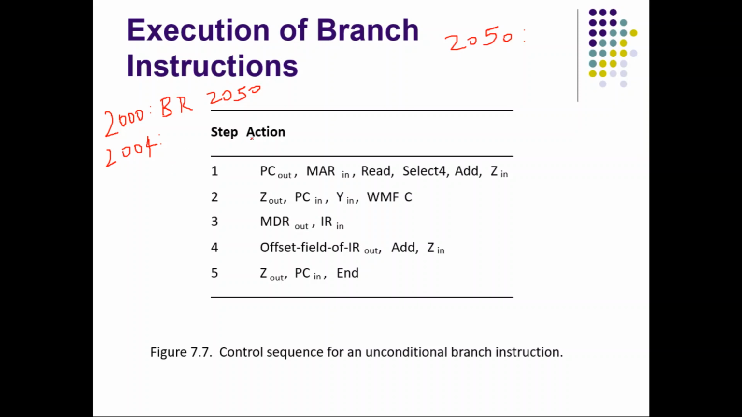Currently, say the instruction occurring before 2000 is at address 1996. Let us assume that instruction has just completed execution. So now PC will be holding 2000, the address of the next instruction. So what we say: PC out and MAR in, and as usual, read.